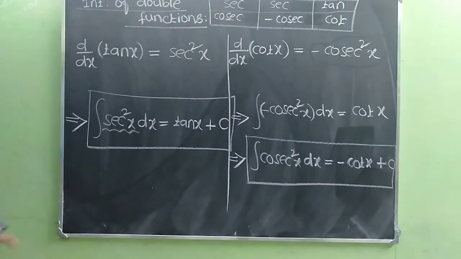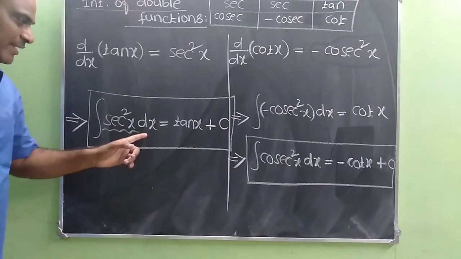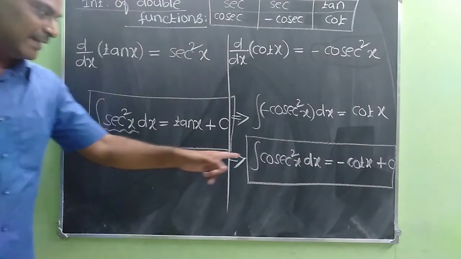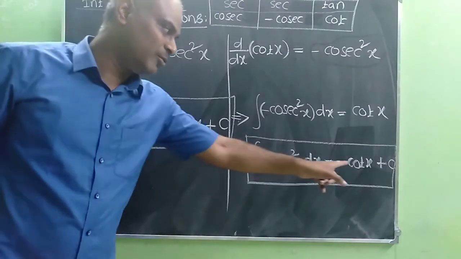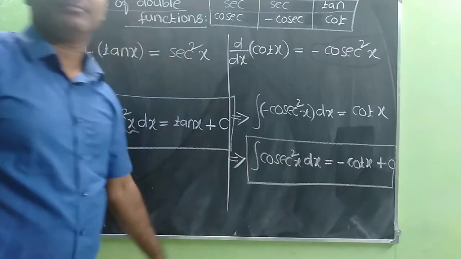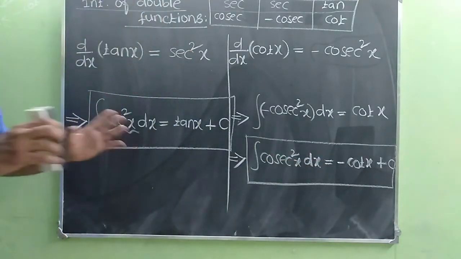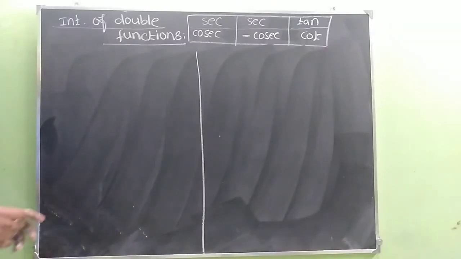See, these are two formulas. Integration of secant squared x dx equals tan x plus c. Integration of cosecant squared x dx equals minus cot x plus c. Next we go to see the last two important formulas.